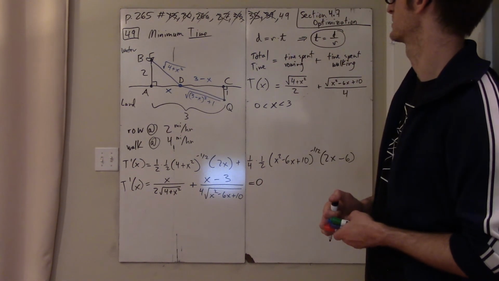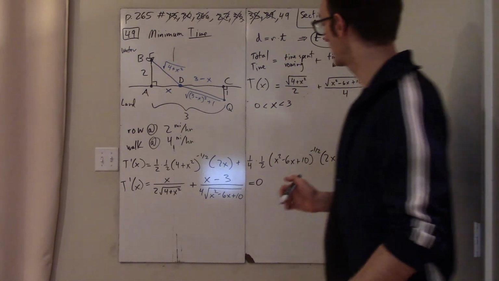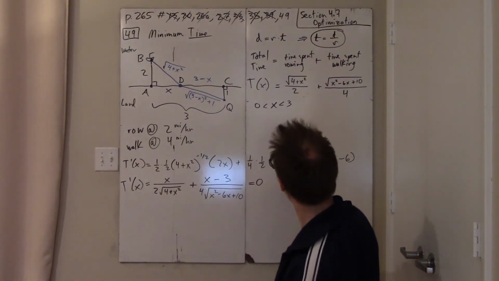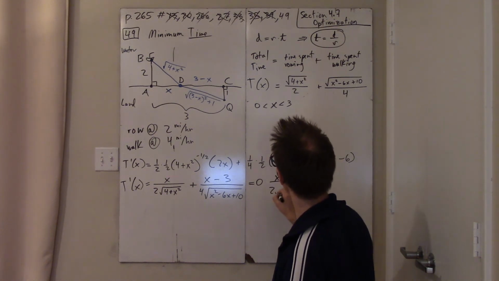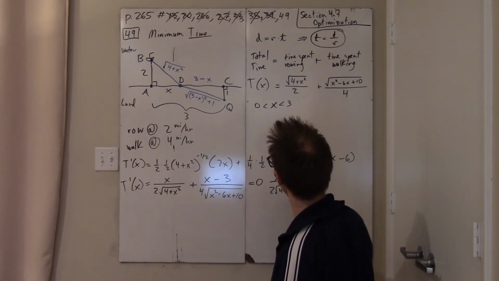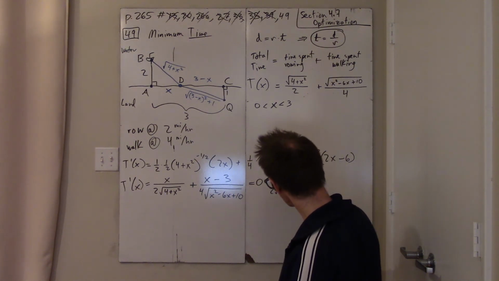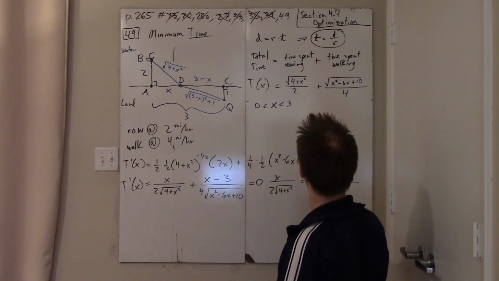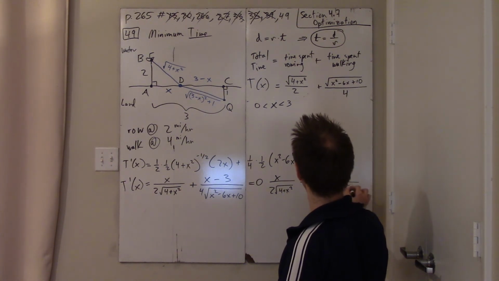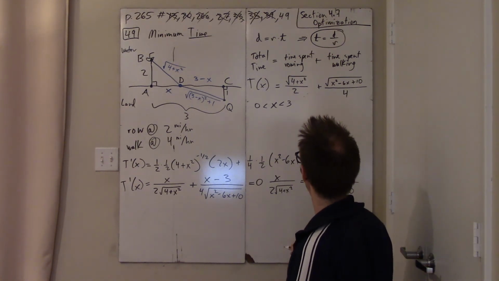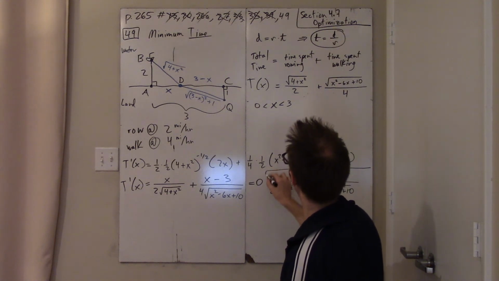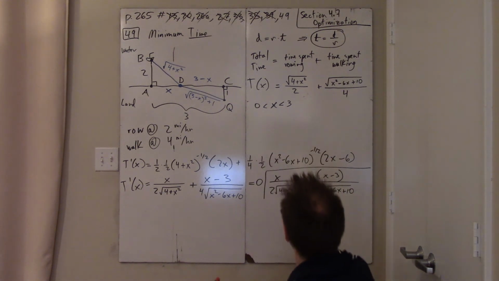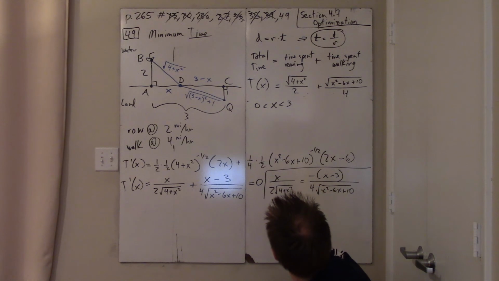Okay, so I'm now going to set this entire thing equal to 0, and I'm going to solve this equation, and I'm just going to hope it works. Okay. So let's go. I want to know when x over 2 root 4 plus x squared equals negative x minus 3 over 4 root x squared minus 6x plus 10. Okay, how can I solve this equation? I guess I'm just going to cross multiply and then square. Or maybe I just square now.